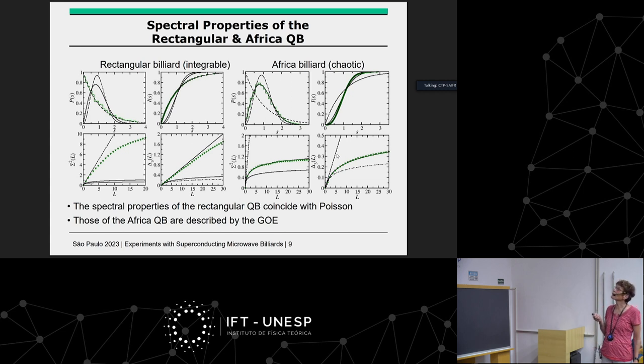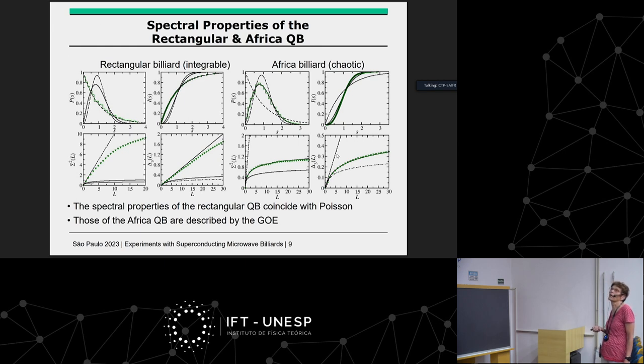So for the Africa billiard, you find very good agreement with GOE. This Africa billiard is an ideal system if you try to find one which has chaotic dynamics, because it doesn't have non-universal contributions like other systems.